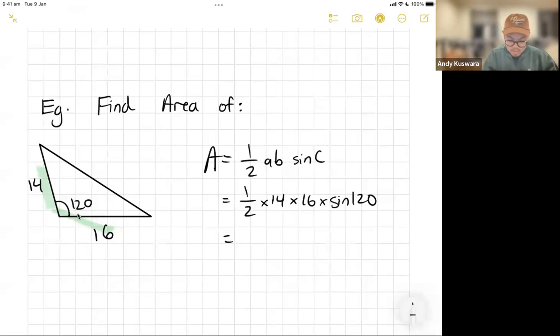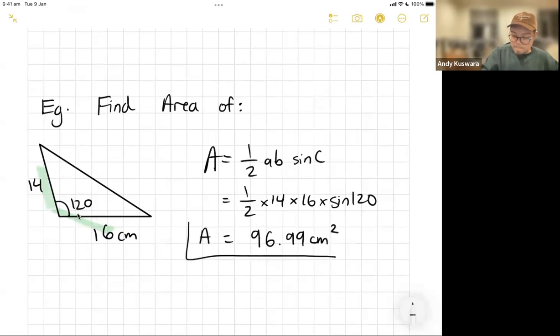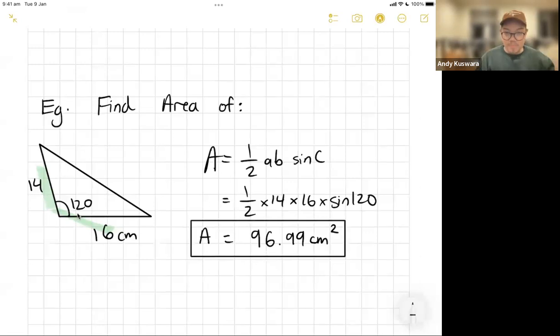0.5 times 14 times 16 times sine 120. I don't think it'll be nice, but in this case, if this was centimeters, this would be 96.99 centimeters squared because it's area. And that's how you would apply these formulas.